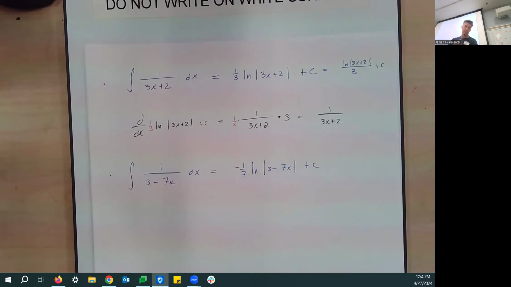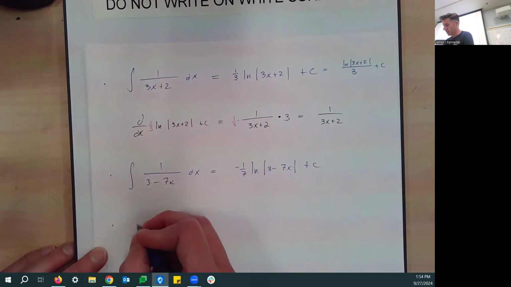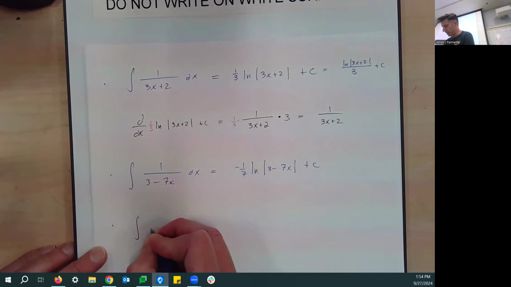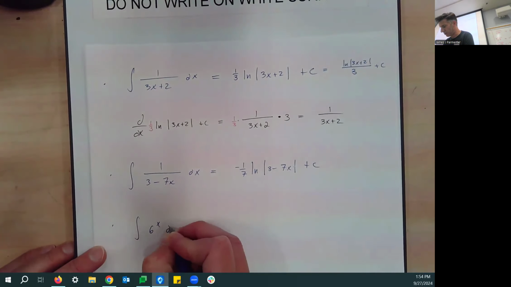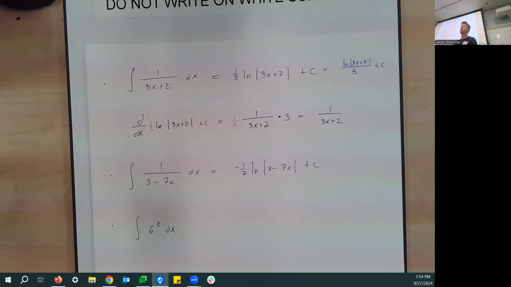I think I had another example in my mind that was really pertinent here. Oh yeah, I know what it was. This one's kind of funky. The antiderivative of 6 to the x power. I guess this one's kind of chain rule-y too. It just feels less like it.